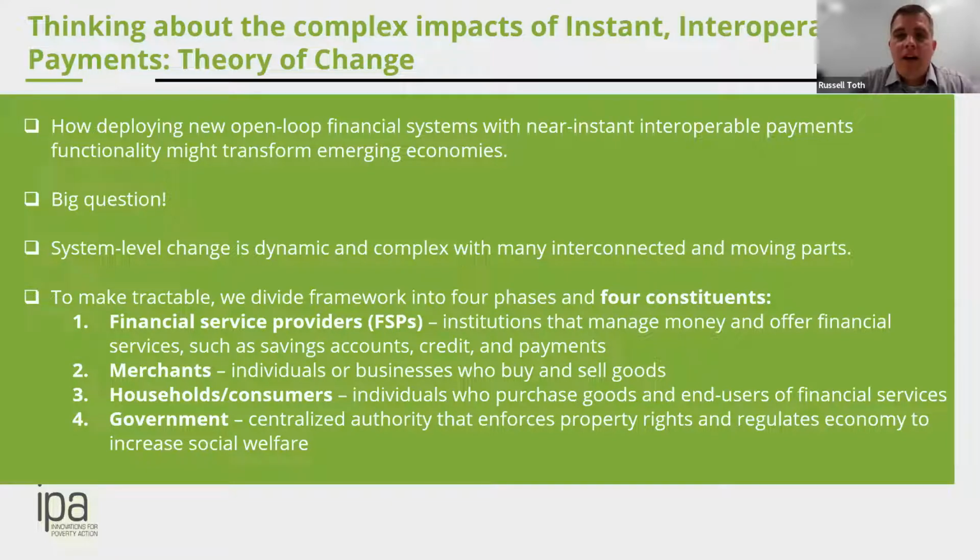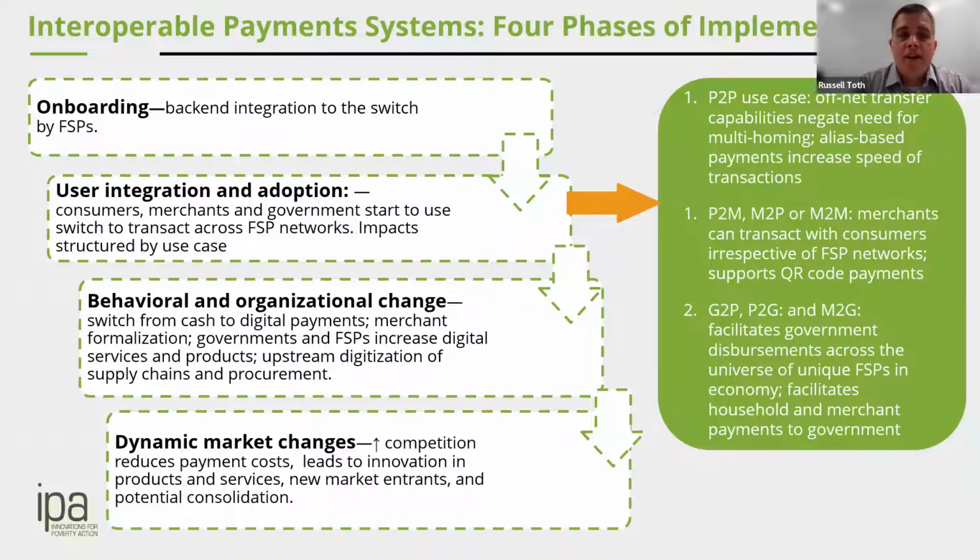So we outline a theory of change in the white paper to think about how introducing a new open loop financial system could transform emerging economies. Of course, this is a huge and complex question. So to make it tractable, we focus on 4 phases and 4 constituents: financial service providers, merchants, households and consumers, and the government. The 4 phases we focus on are onboarding, so bringing FSPs onto the switch. That can already be transformational for some FSPs because it involves significant technology upgrading and digitization. Then we want to think through broader user integration and adoption as consumers, merchants, government, and other organizations get onto the switch. So we talk through 3 major use case areas.